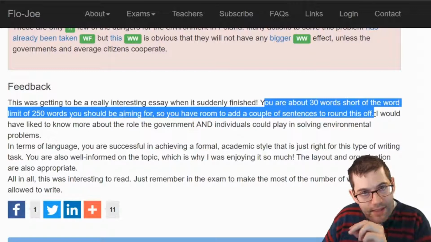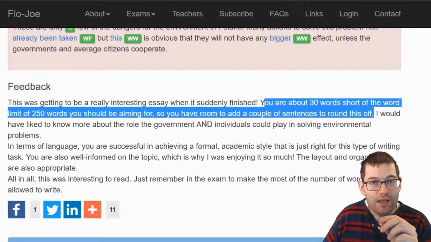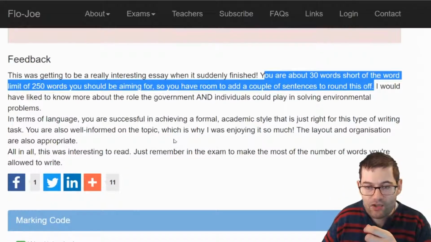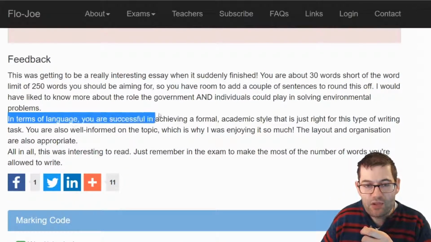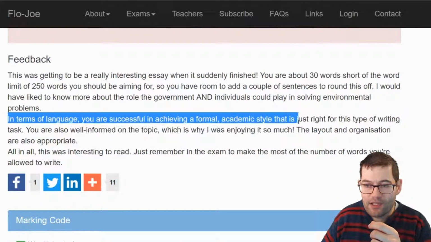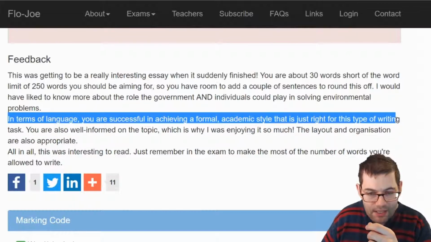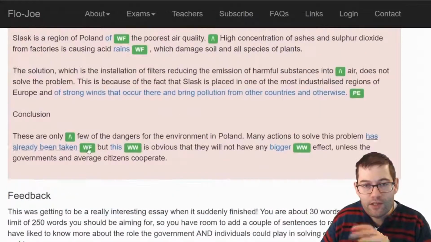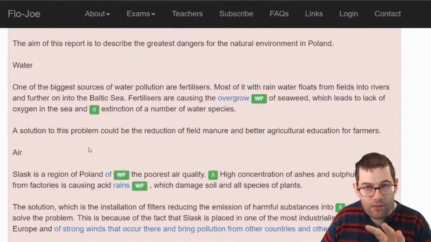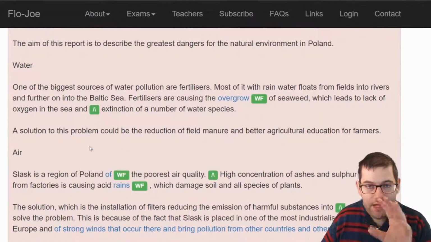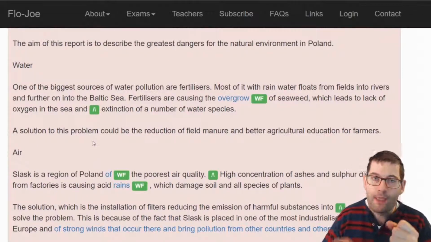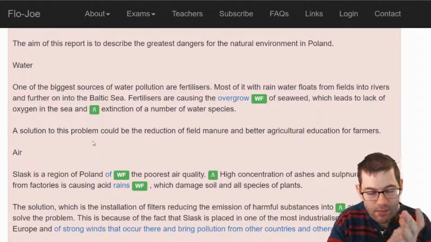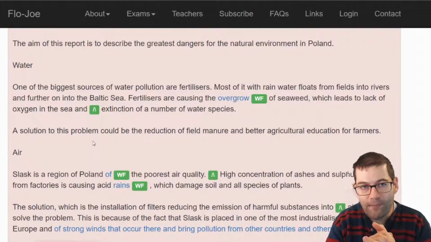But the good thing is that, up until that point, it was obviously a good answer because the reader was engaged. In terms of language, you're successful in achieving a formal academic style that is just right for this type of writing task, etc., etc. So go back and have a look at that good answer, see what you can take away from it, and see if this answer works with the structure presented in the previous two websites which we've had a look at.